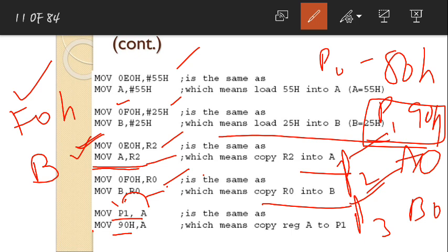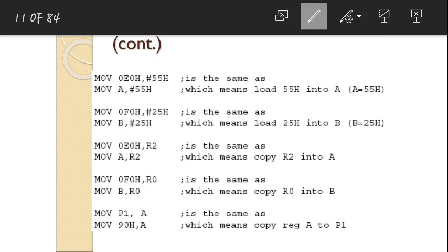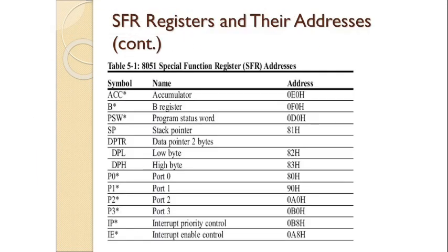Coming to register, in register addressing the movement is always done between two registers. Is that fine? Next, direct addressing mode. In direct addressing mode you always have some direct address. See here, this 90H is a direct address. You can move from a register into that, or else you can move a constant value directly into the direct address. Okay, so these are the main differences of these three, and we will see a few more.